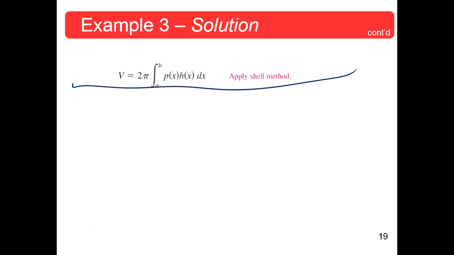Find the volume of the solid formed by revolving the region bounded by the graphs of y is equal to x cubed plus x plus 1, y is equal to 1, and x is equal to 1, about the line x equal 2. Okay?